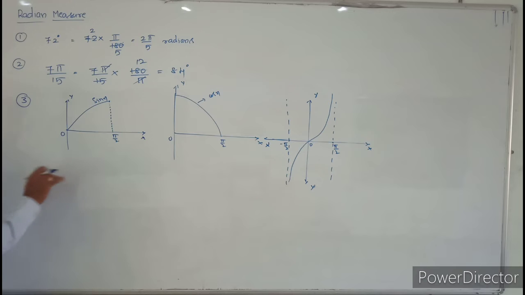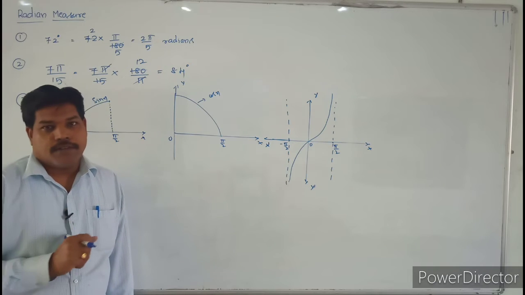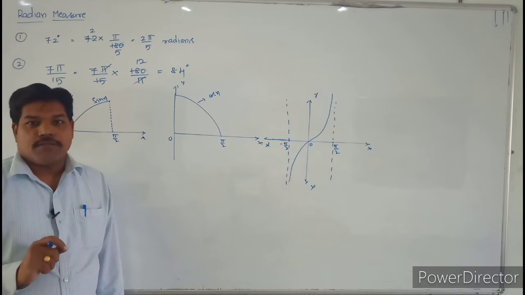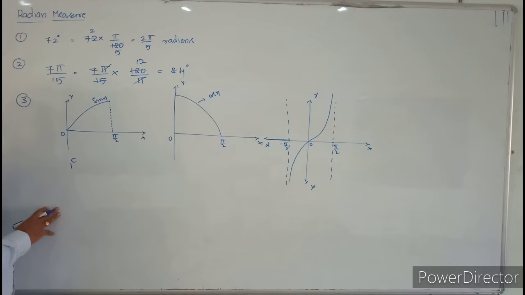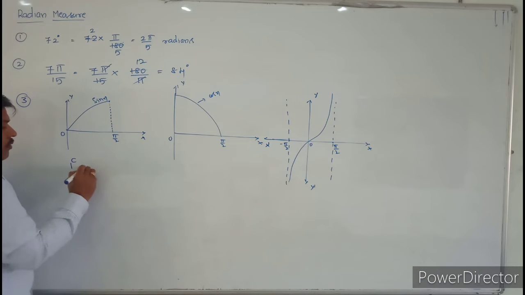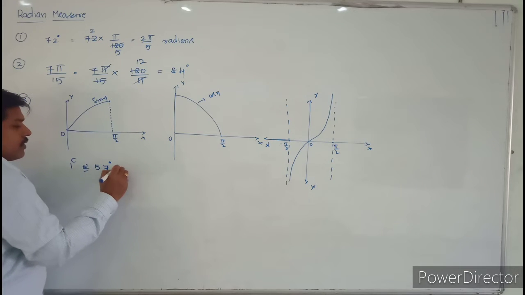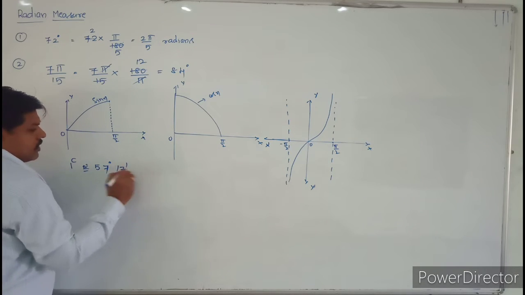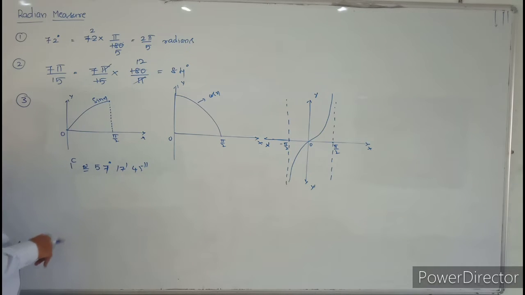What I observed here in the question is that 1 means 1 radian. If they give a number, that means it is in radians. So 1 radian, as you already know, is approximately 57 degrees 17 minutes 45 seconds.